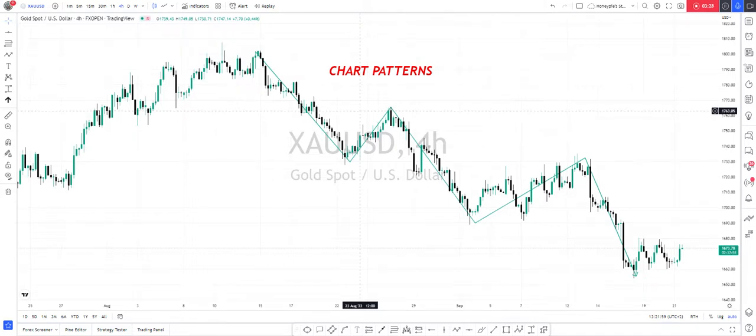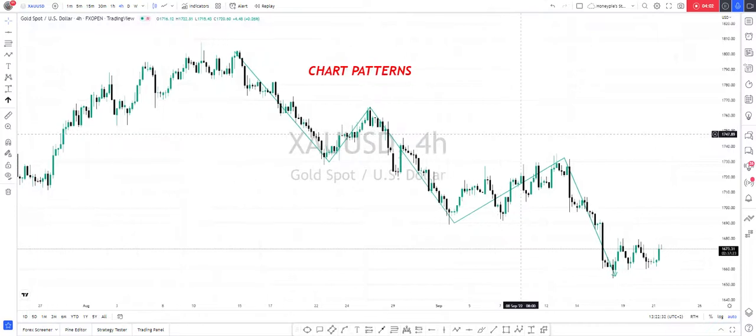So now, having said that, we are going to be taking examples on how these chart patterns work on gold. Remember, it also works on the indices, which are NASDAQ 100, US30, and the likes. But it works perfectly on gold, XAUUSD, and NAS 100. So now we are going to be identifying some chart patterns.